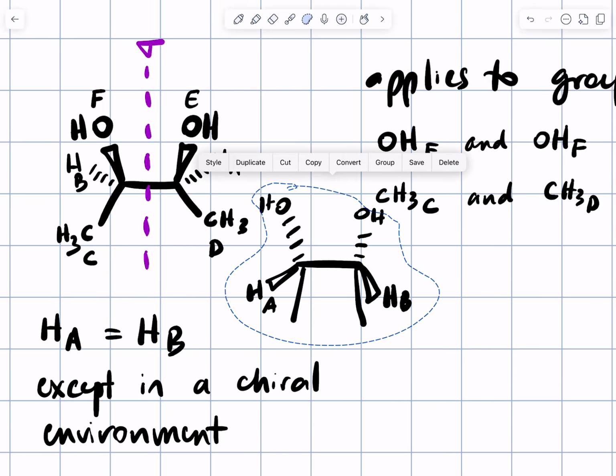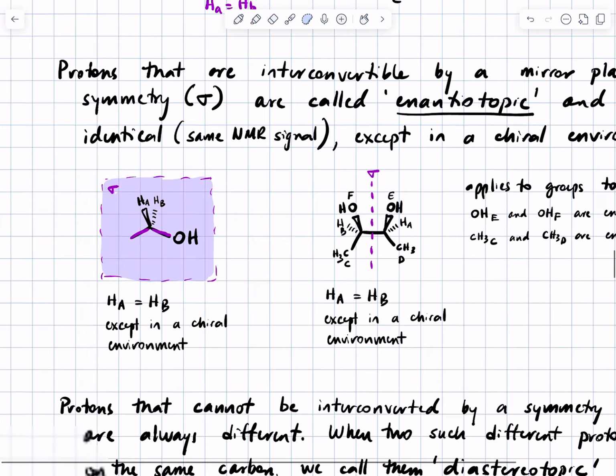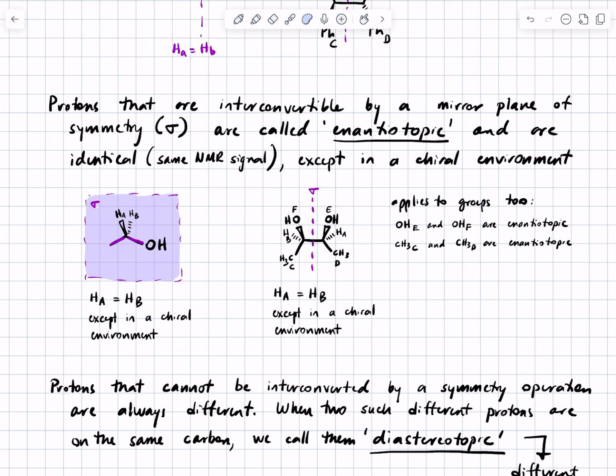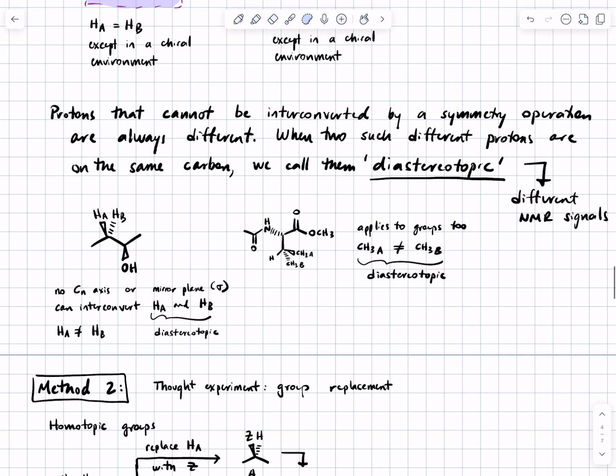Okay, we're doing this because in 353, Dr. Bronson, when you take that lab, is going to push you on homotopic and enantiotopic and diastereotopic. And this was hard for me to get, and so I wanted to help you out with it. Okay, protons that cannot be interconverted by a symmetry operation are always different. And when those two protons are on the same carbon, we call them diastereotopic.